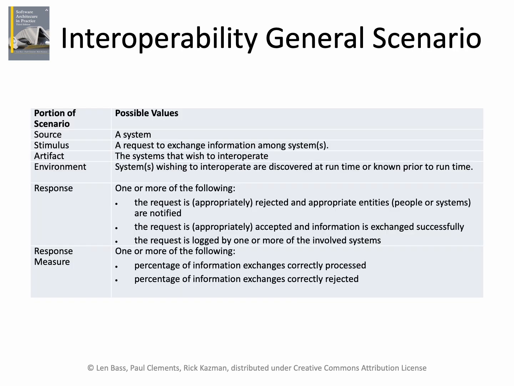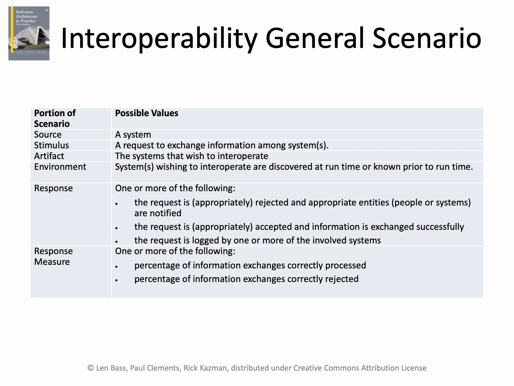Interoperability general scenario. The portions of a scenario are source, stimulus, artifact, environment, response, and response measure. The possible value for the source is a system, and the stimulus is a request to exchange information among the systems, as I just mentioned earlier. The artifact is the system that wishes to interoperate. The environment is that systems wishing to interoperate are discovered at runtime or known prior to runtime.